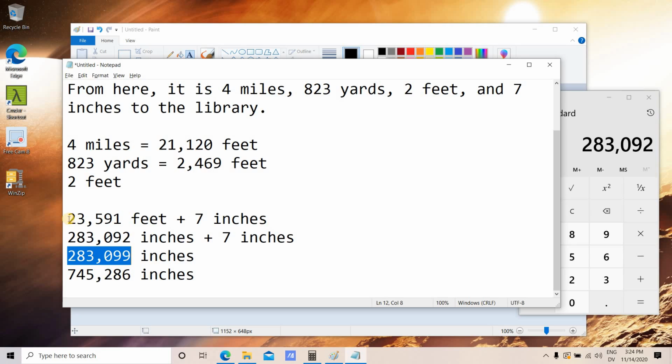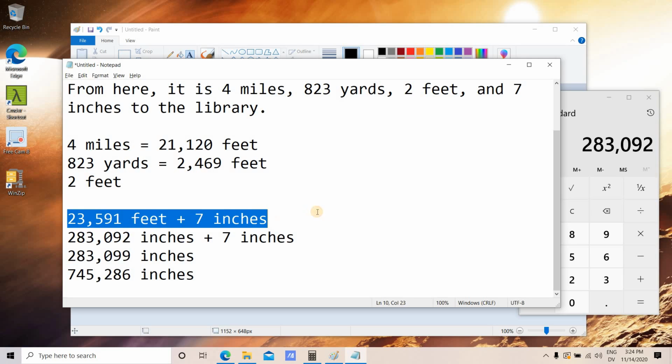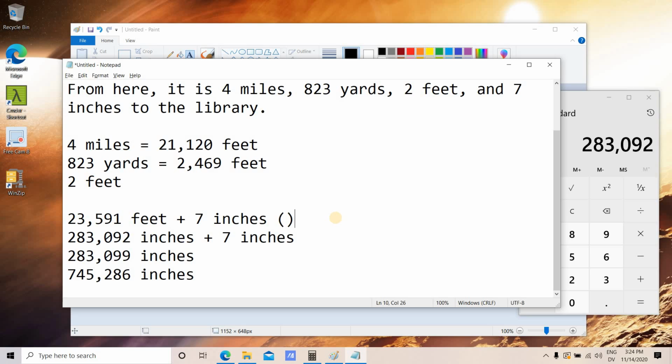Now remember that this is also the same thing as 23,591 feet and 7 inches. So let's just mark that down: 23,591 feet, 7 inches to the library. But it can't be this. It can only be this if you're measuring in inches, or it can only be this if you're measuring in feet. This is the basic idea behind a hash.